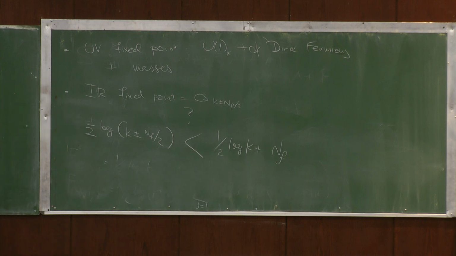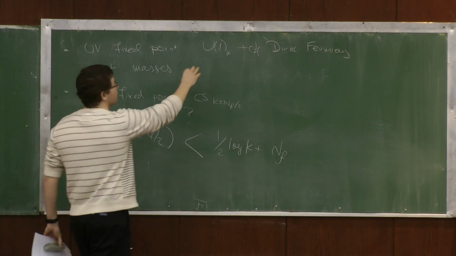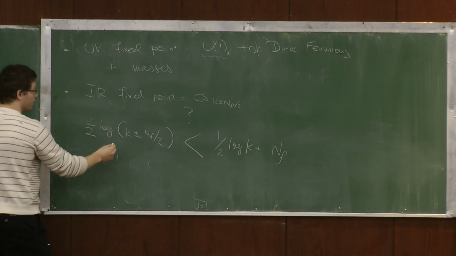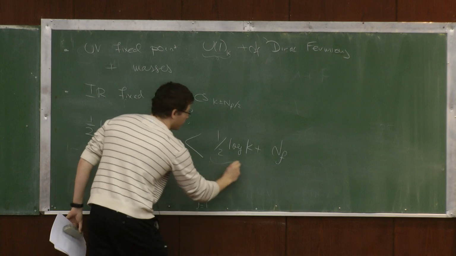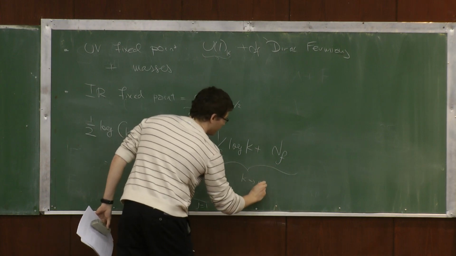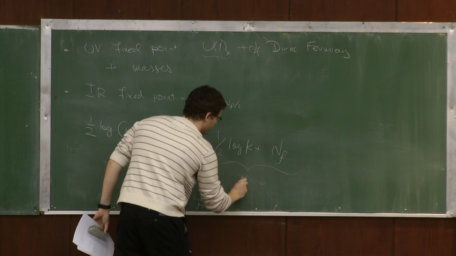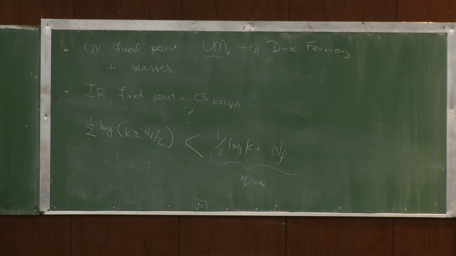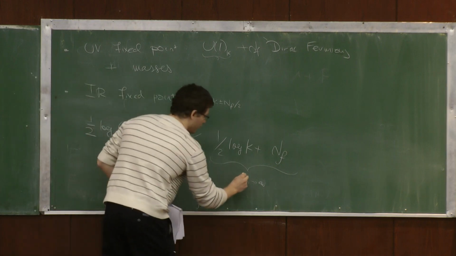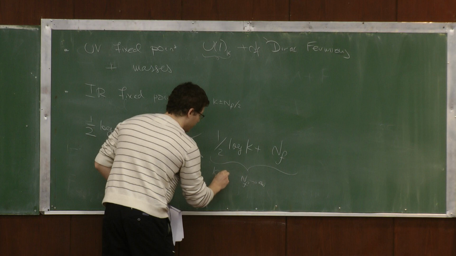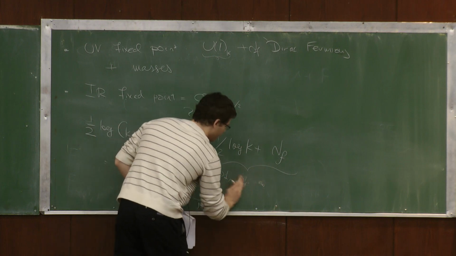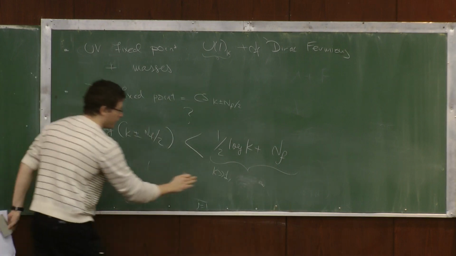But when k is large, this theory is almost weakly coupled, and the partition function in the UV is the sum of the partition function of the Chern-Simons term and the N_f Dirac fermions. So this formula is exact in the infrared, but this formula only holds when k goes to infinity. Yes, so this formula would be right when k is much, much bigger than 1.